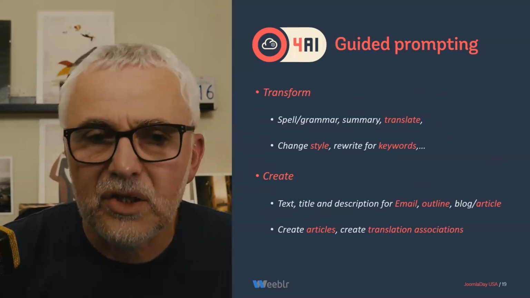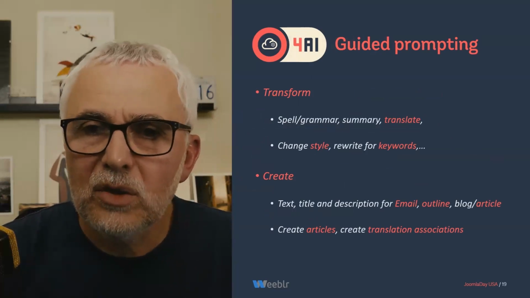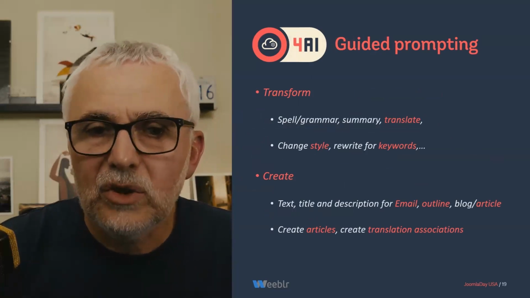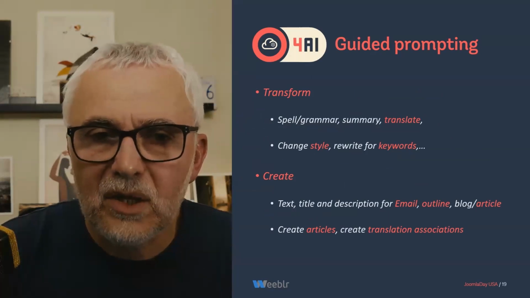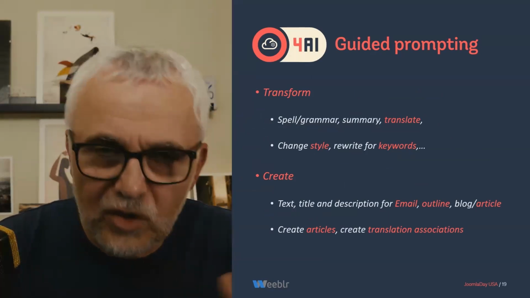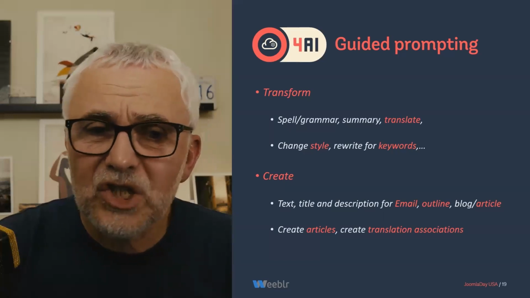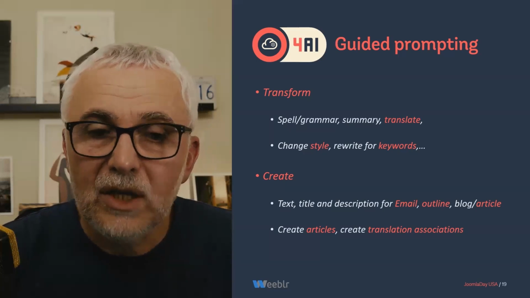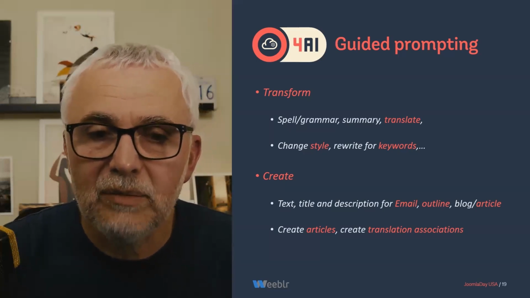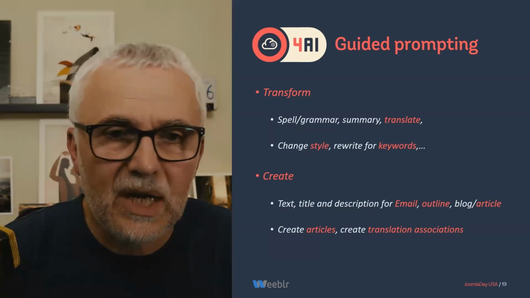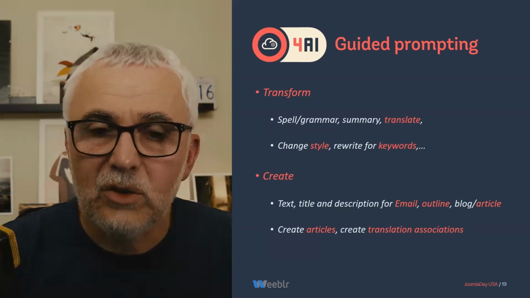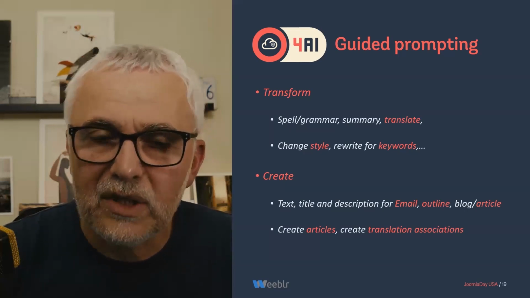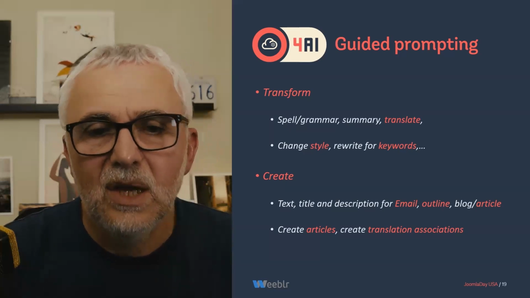So that's when I identified five areas essentially of things that could be done with an assistant. You can transform content, already existing content, like spelling, grammar, summarize, translating. You can change the style or rewrite for keywords if you are into SEO. That happens a lot. Then you can, of course, create content, create an email or an emailing newsletter, for instance, or you can create a blog. You can create just a paragraph. You can create title and descriptions.